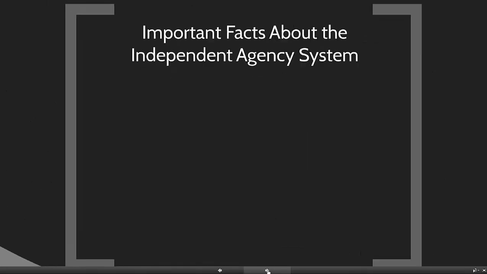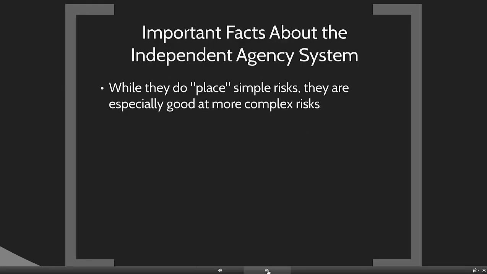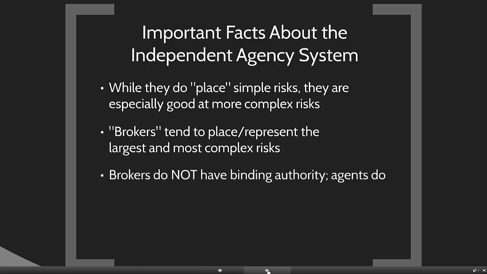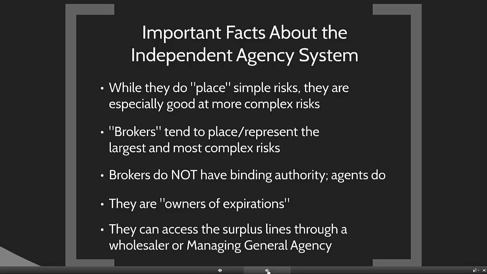Some important facts about the independent agency system. While they do place simple risks, they are especially good at more complex risks. Brokers tend to place and represent the largest and most complex risks of all. Brokers do not have binding authority. Agents generally do have limited binding authority, but brokers and independent agents are owners of expirations. And they can access the surplus lines through a wholesaler or managing general agency, also known as a surplus lines licensee.